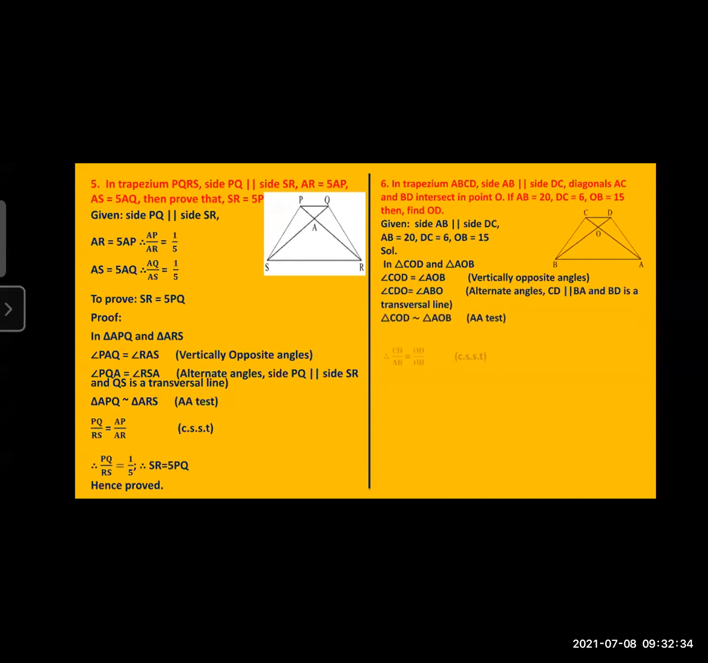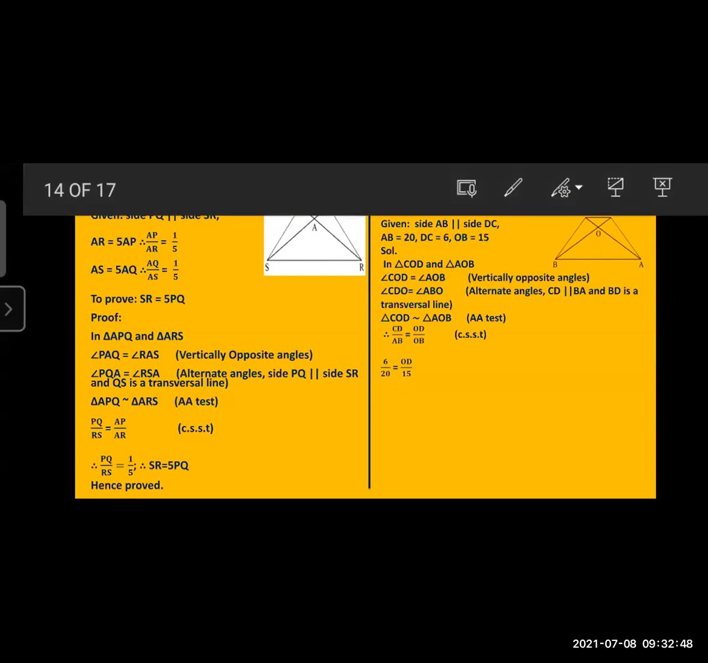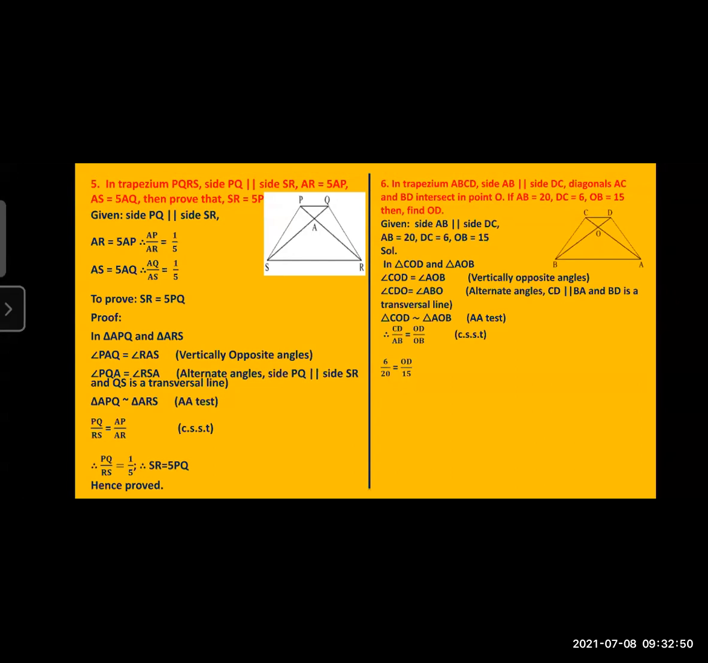Okay, so these two triangles are similar. Now by AA test, we write the corresponding sides of similar triangles. CD by AB equals OD by OB. Then substitute their values. CD is given, yes, DC is 6, AB is given 20. OD we want to find, and OB is 15. So cross multiply here.